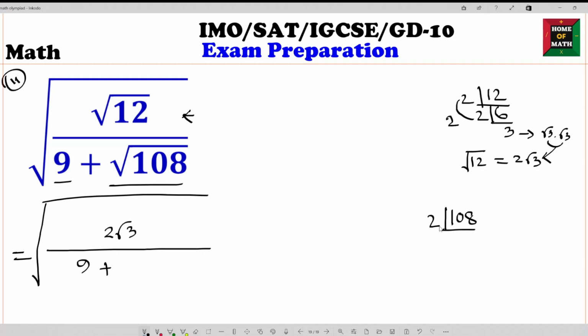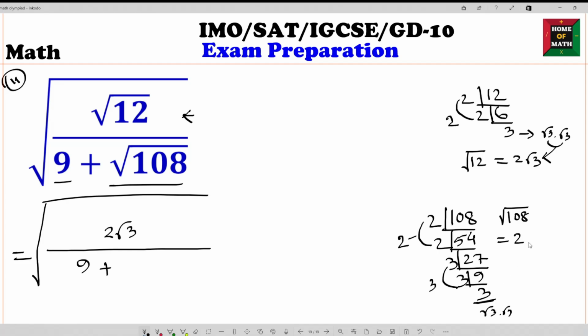108, once we divide by 2, 54 divided by 2, 27 divided by 3, 9 divided by 3, again 3. So 108 once we root, it will become, for these 2 we can take 1 two, so here is 2, and these 3 pairs of 3 we can take 1 three, and these 3 root 3 times root 3. So we can write 3 root 3, meaning 6 root 3. So directly this one we can write here 6 root 3.